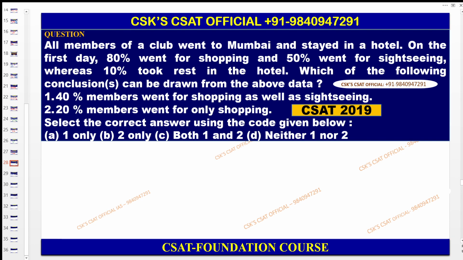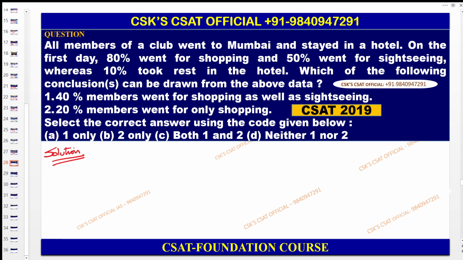If you know the Venn diagram, then automatically you can solve this question. Even if you don't know the Venn diagram, if you know the basics of set language, then you can also solve this question along with the percentage. Now let me explain this question.